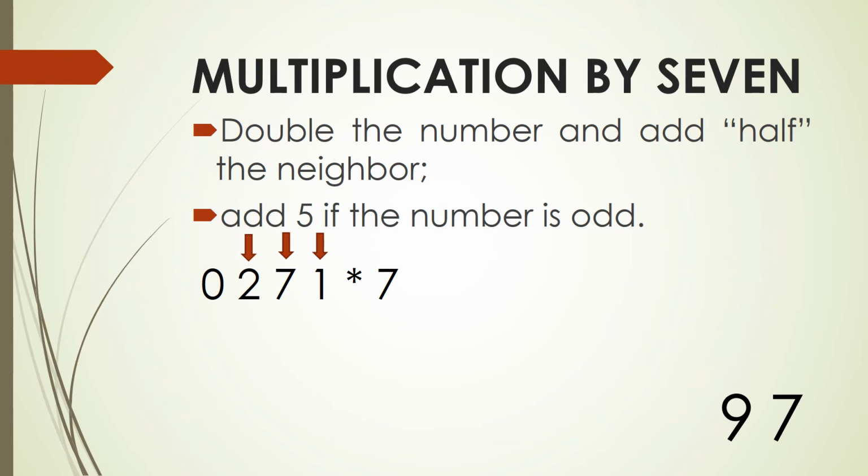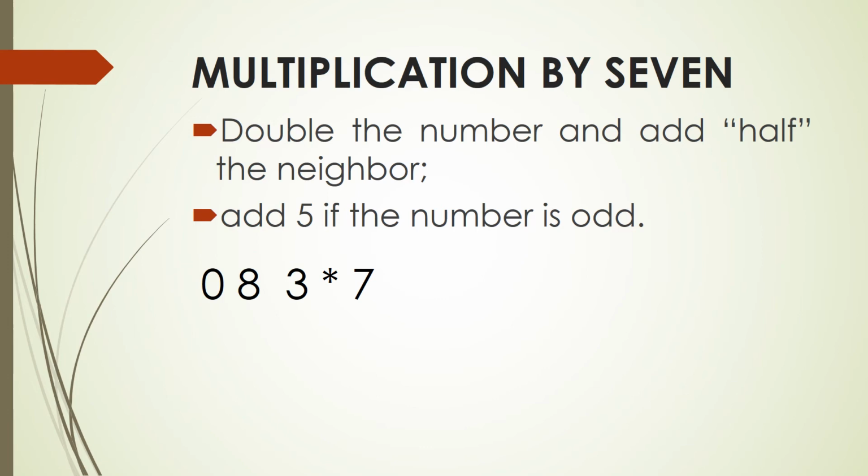We write that 8. Next one, we have a 0. And we need just to add half of this neighbor, which is going to be 1. And now we have the answer for this problem. Let's do one more example.